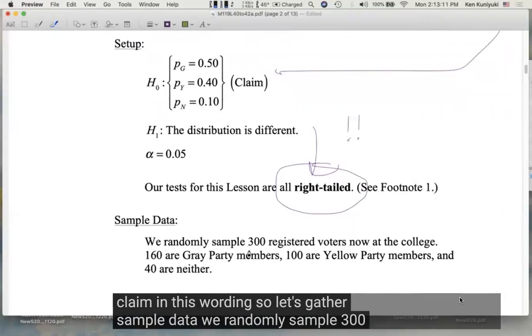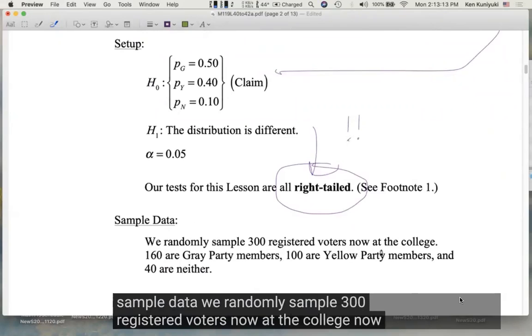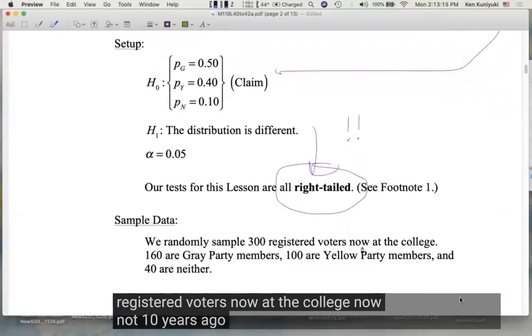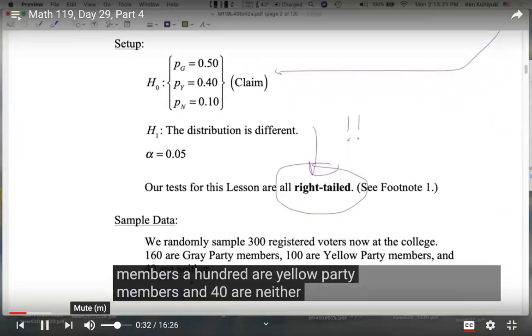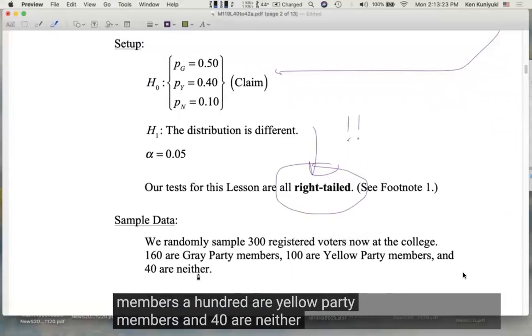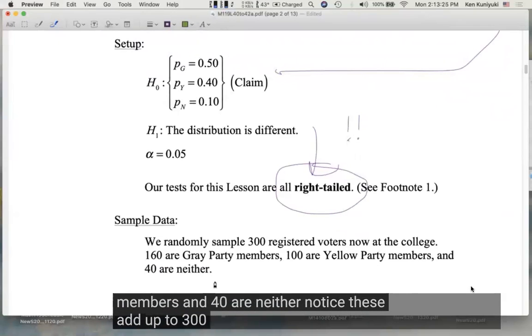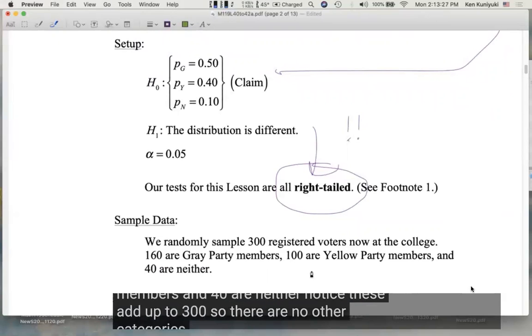We randomly sample 300 registered voters now at the college. Now, not 10 years ago. 160 are gray party members, 100 are yellow party members, and 40 are neither. Notice these add up to 300, so there are no other categories.